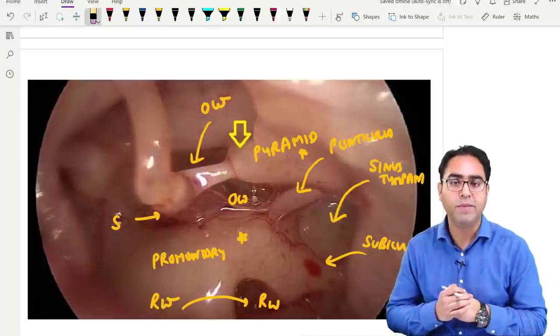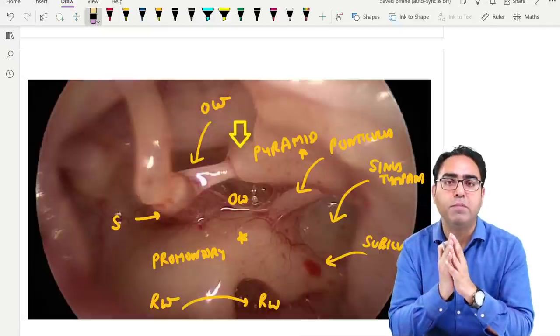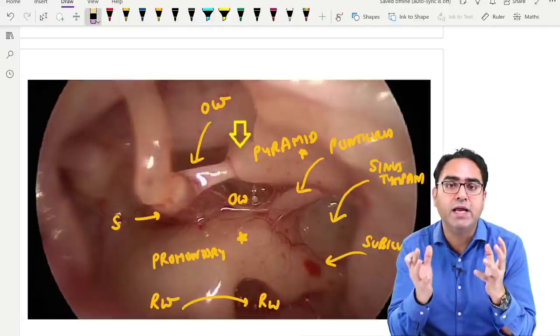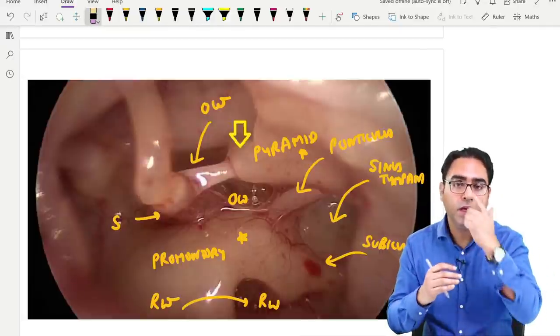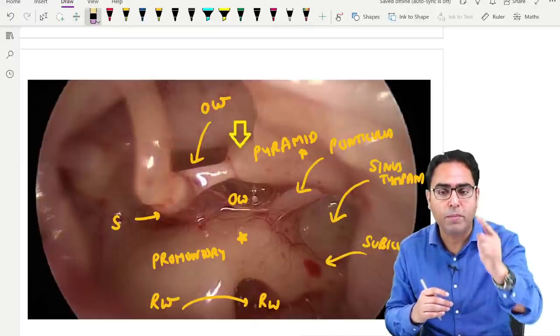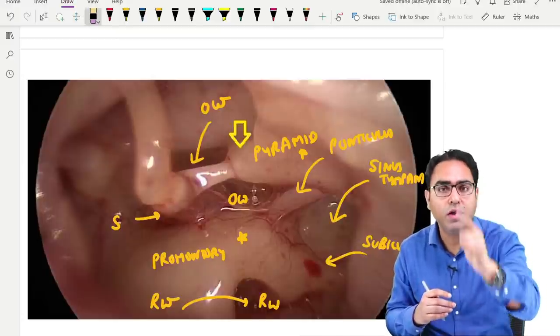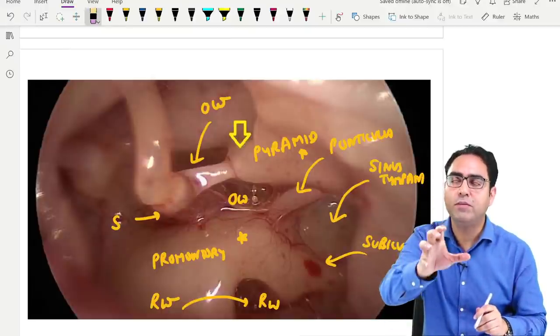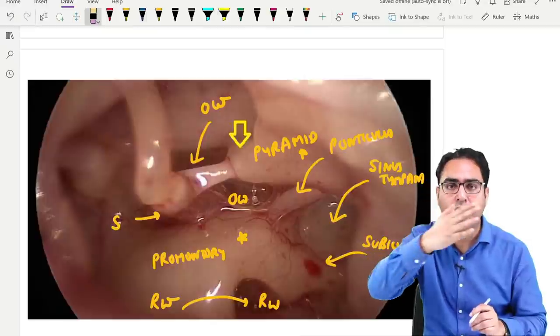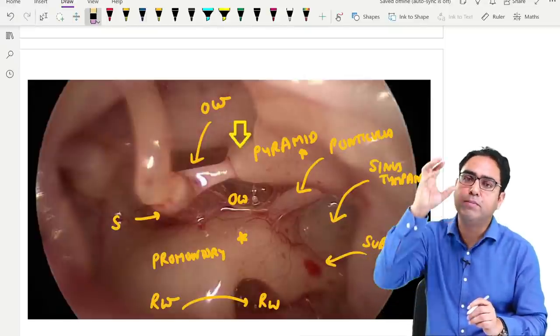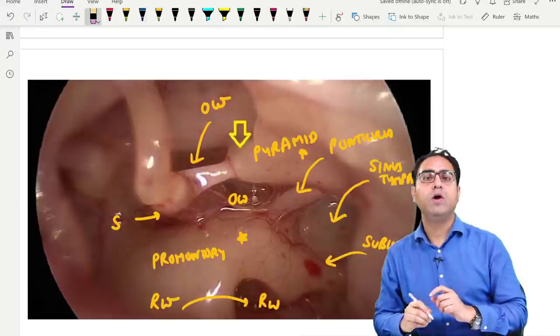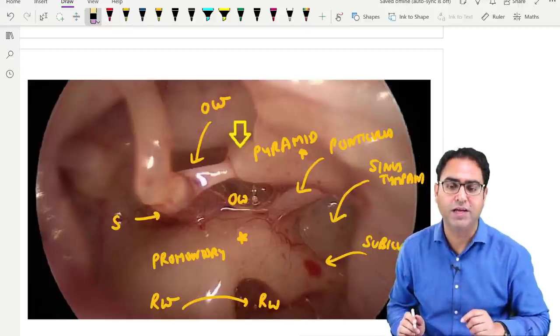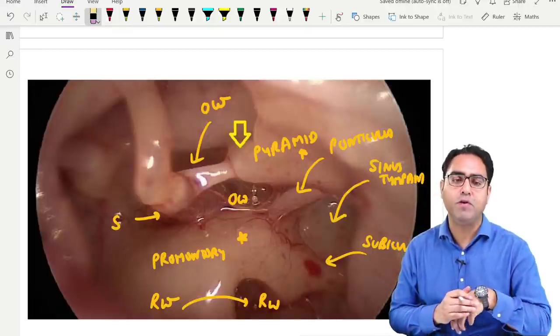What is the surgical significance of sinus tympani? It is a hidden area between the ponticulus and subiculum. So this is the most common site of residual cholesteatoma after mastoid surgery. Once again, sinus tympani is a hidden area between ponticulus and subiculum, hence it is the most common site of residual cholesteatoma after mastoid surgery.